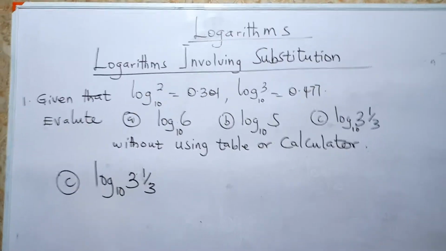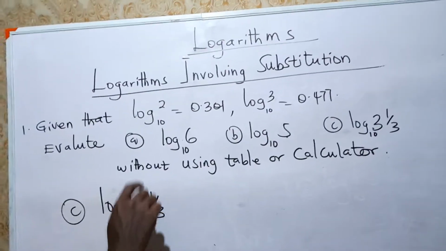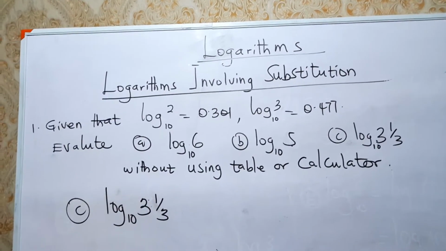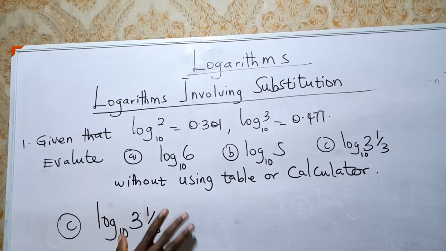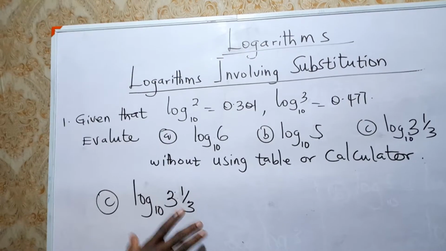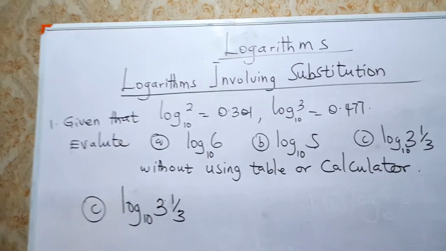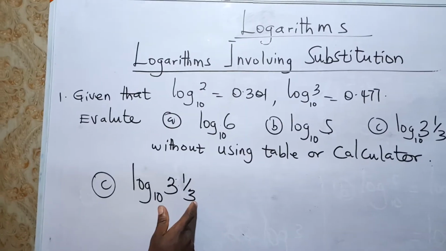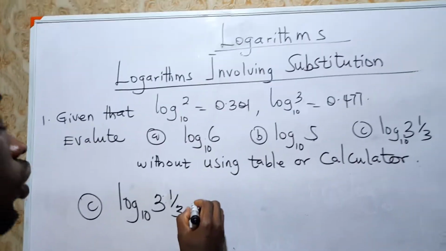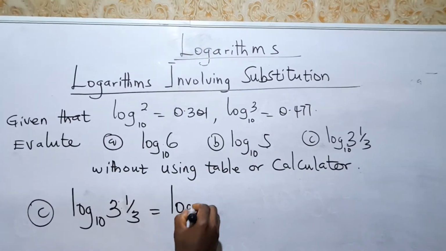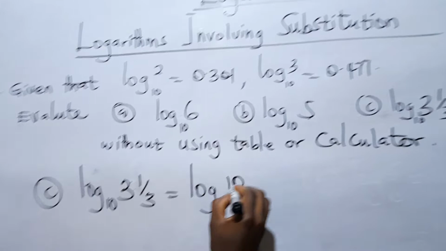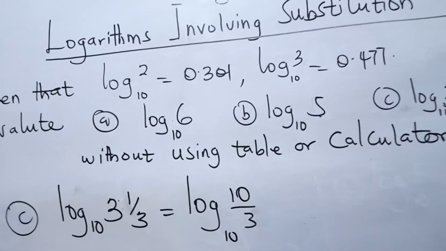So the third one, now we are going to evaluate log 3 whole number 1 over 3 base 10. So we need to first change this. This is in mixed numbers. We change it to an improper fraction. So 3 times 3 is 9 plus 1 will be 10. So this will be log 10 over 3 base 10.